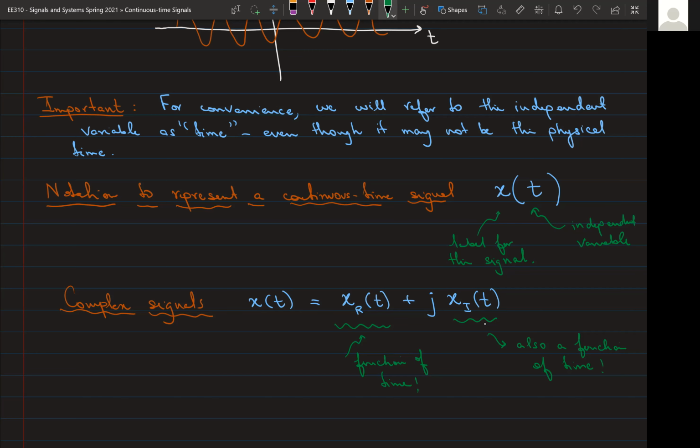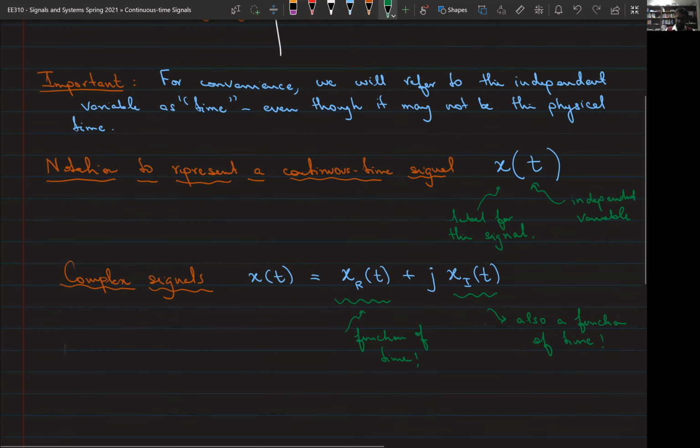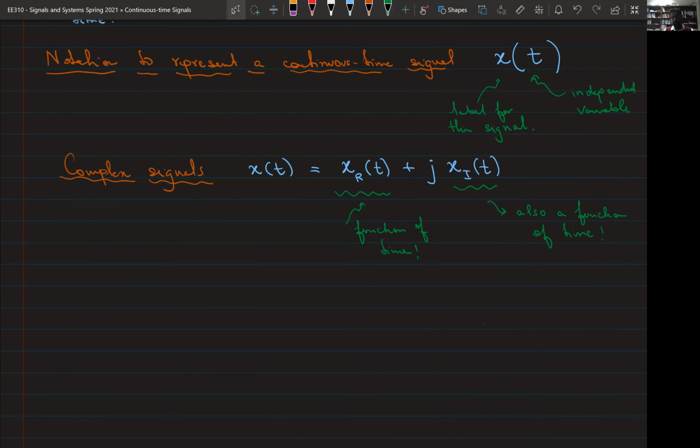Okay. There might be an easier way of saying this. What if I said, in order to completely specify this complex signal and the plot of it, let me plot the real part separately and the imaginary part separately. I mean, would that work? Yes. Of course it would work. Yes, sir.